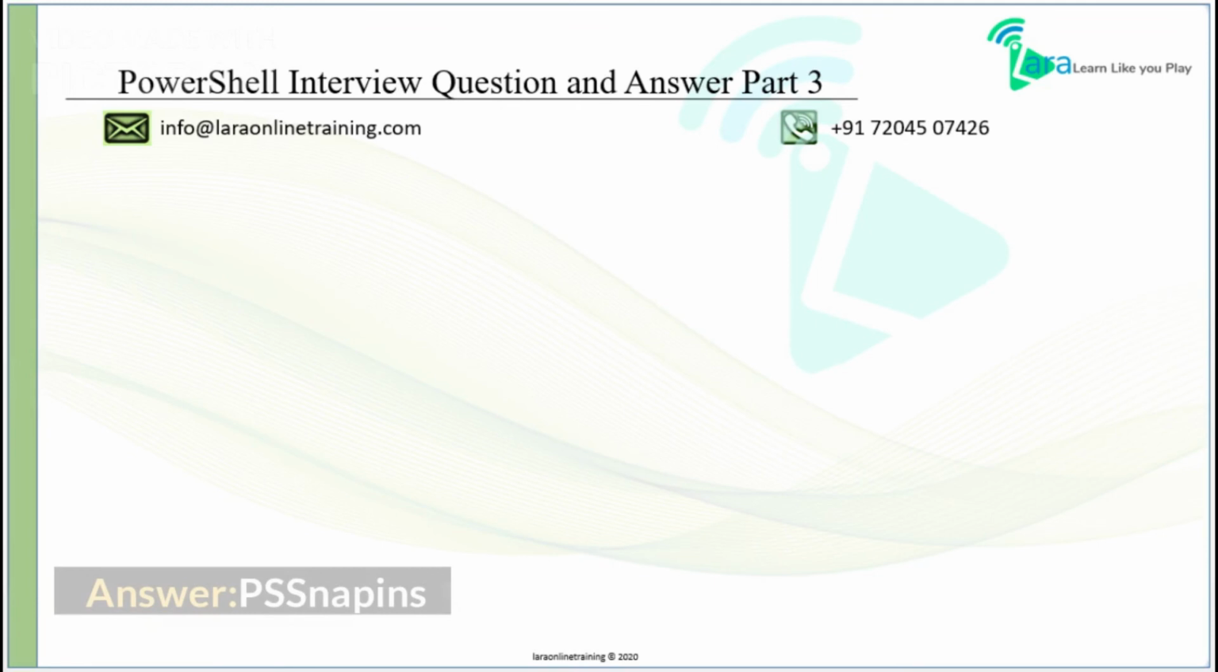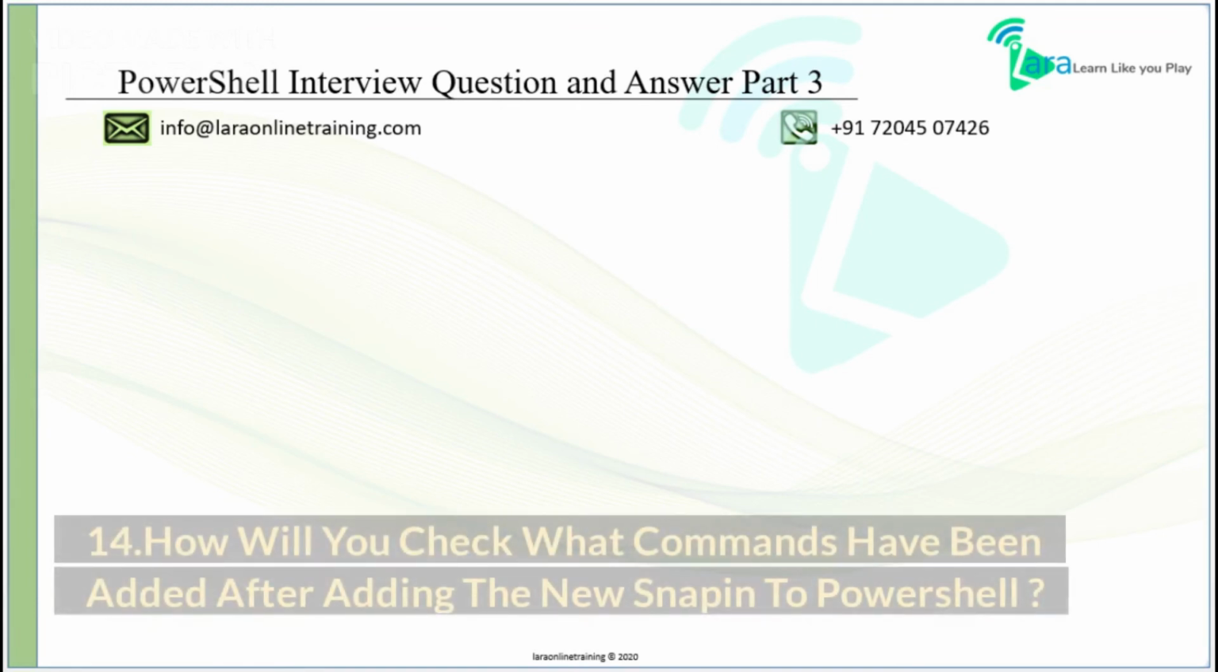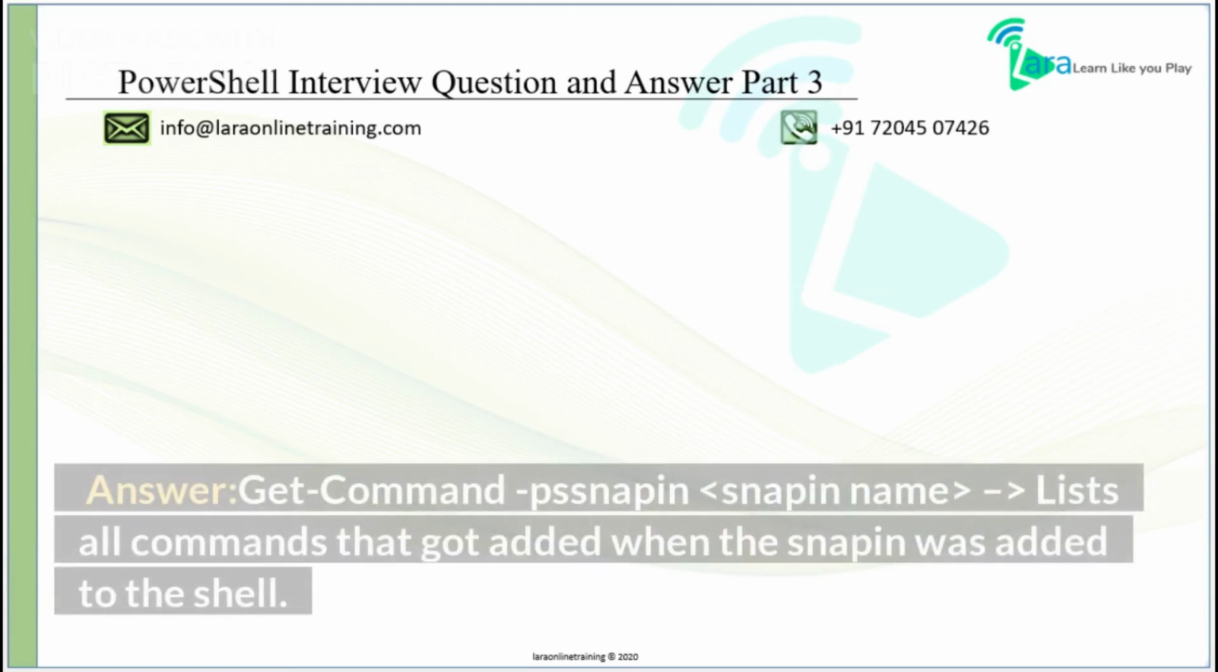13. What are 2 ways of extending PowerShell? Answer. 1. PS Snapins. 2. Modules. 14. How will you check what commands have been added after adding the new Snapin to PowerShell? Answer. Get-Command -PSSnapin lists all commands that got added when the Snapin was added to the shell.